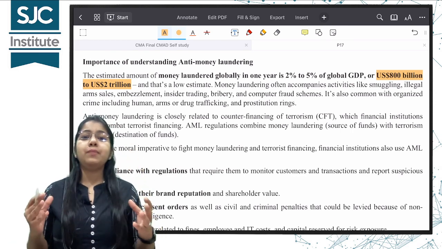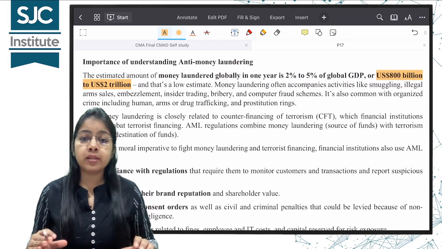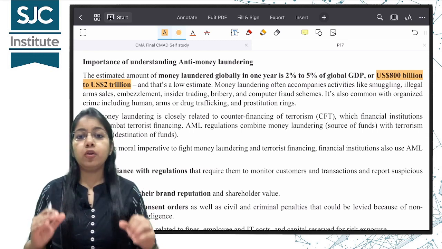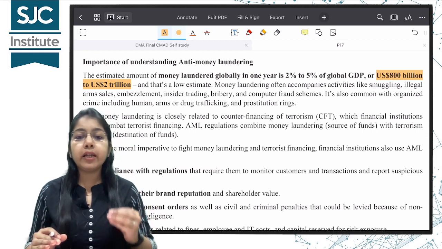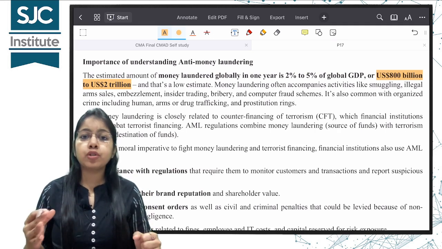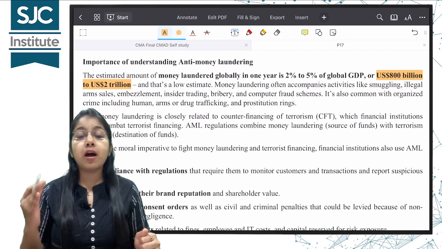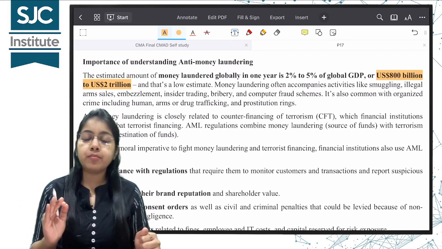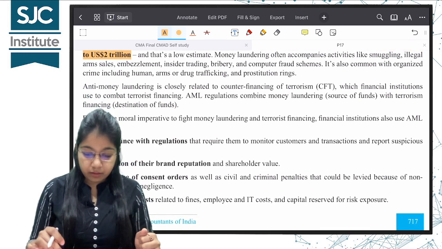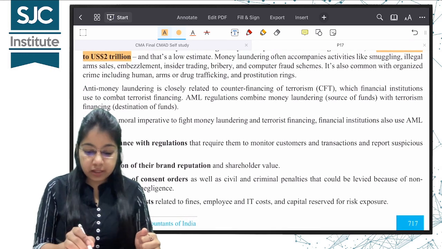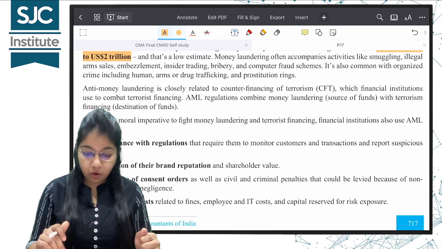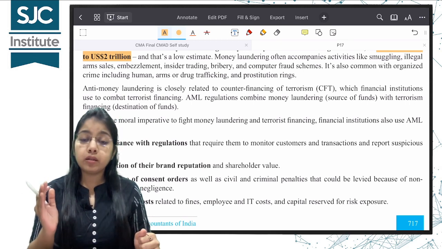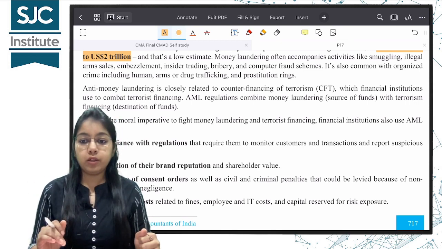Now, ma'am, what types of crimes are associated with this money laundering? Crimes like smuggling, human trafficking, prostitution, drugs, all these are related to money laundering. So these are certain crimes. Computer fraud schemes, bribery, embezzlement, all these are also related to money laundering.